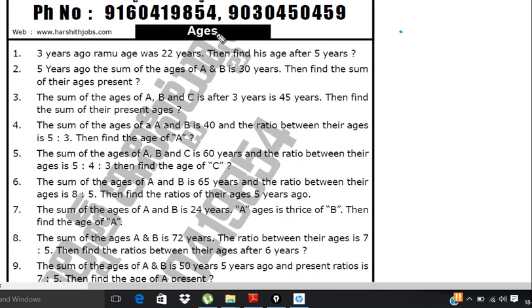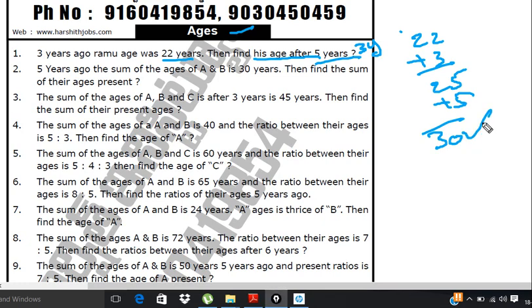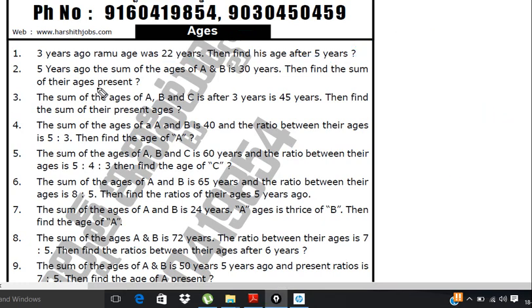Ages. There is no basics to discuss in this. 3 years ago, Ramu's age was 22 years. Okay, 3 years ago. Present will be, present were 25 years. But he's asking then find the age of after 5 years, plus 5. What is the age of Ramu? 30 years.